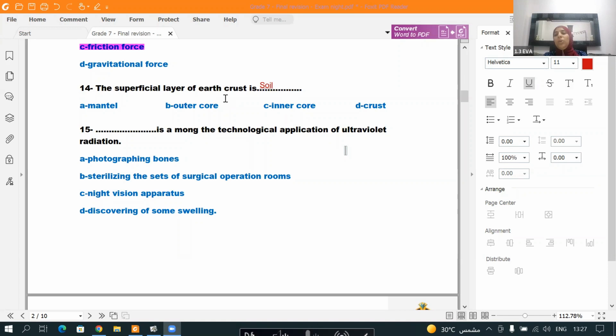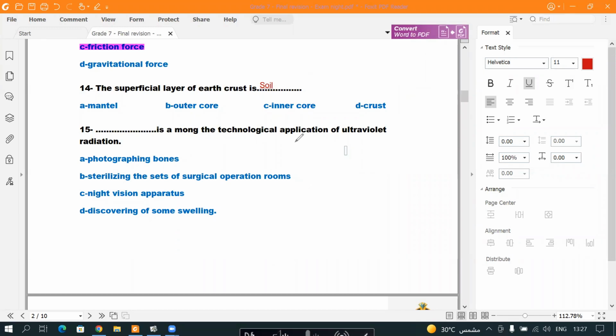So this question can come in two forms. In this form, the superficial layer of Earth's crust is soil, and we can't choose anything from the choices, it will be wrong, like the upper layer of the Earth, or the outermost layer of the Earth, or the superficial layer of the Earth only, it will be the crust. So just forget about the choices and just write here soil. Question number 15, Jeanette.